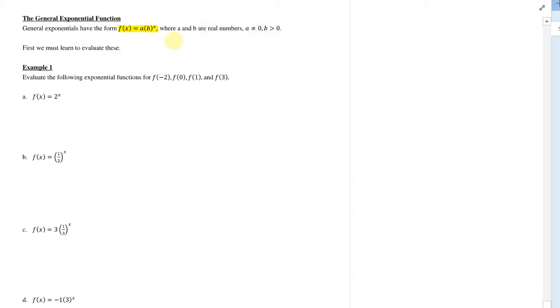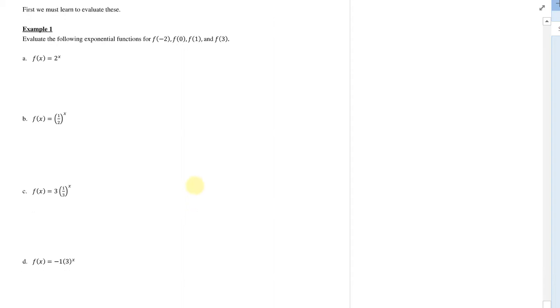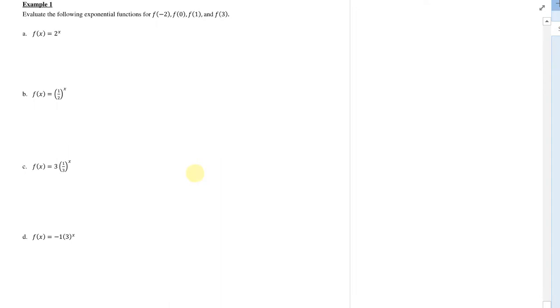So where I want to start, similar to what I was doing with quadratics, where I wanted you to understand everything with quadratics, now I want you to understand some general things about working with exponentials. So to start, I have a few exercises here just to get us warmed up.